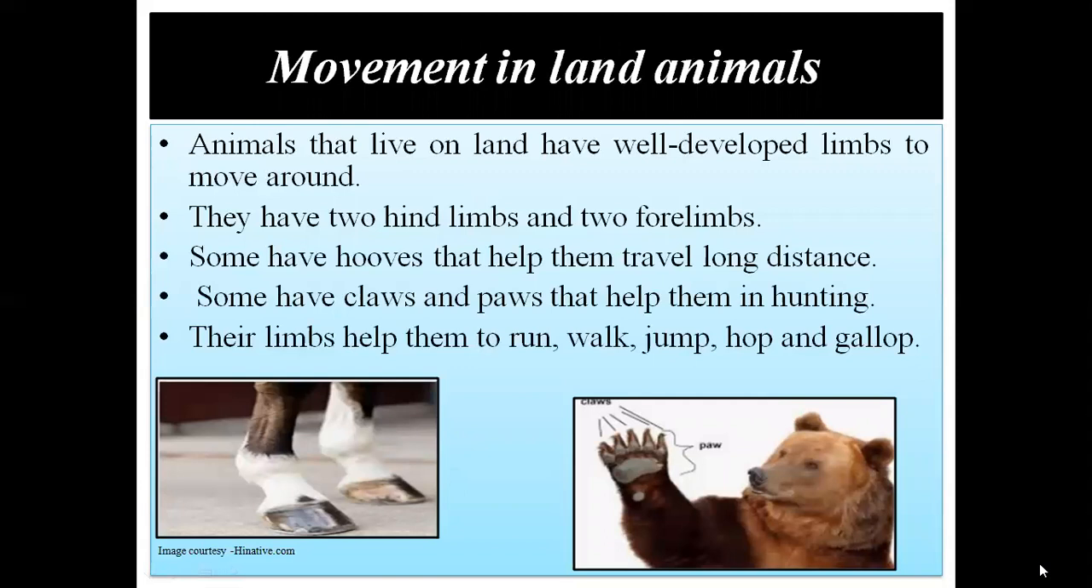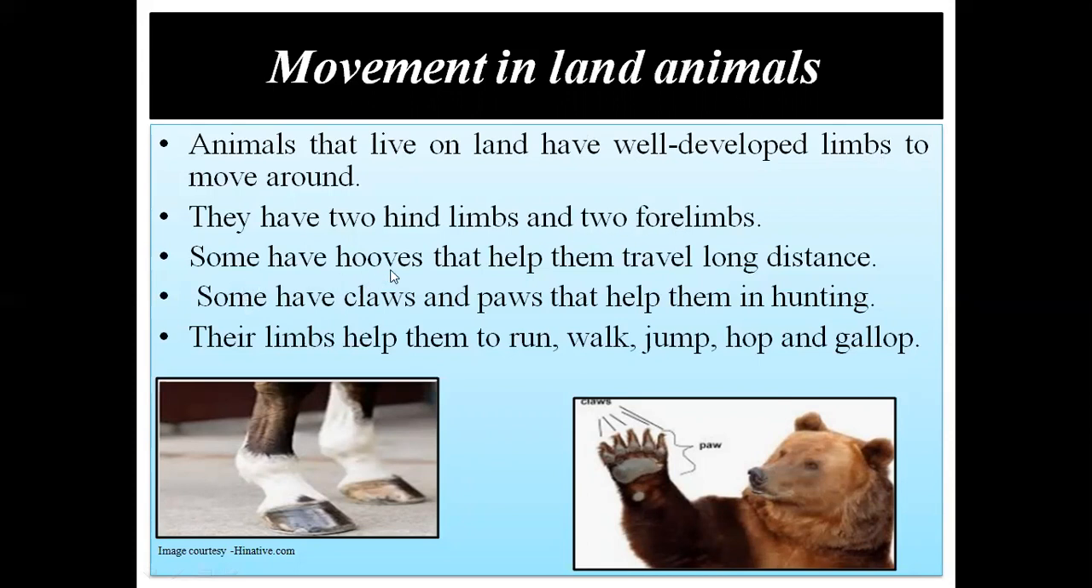Children, we see many animals in our surroundings. Different animals have different organization to move from one place to another. So first we will study how land animals are adapted. Animals that live on land have well-developed limbs to move around. They have 2 hind limbs and 2 forelimbs.